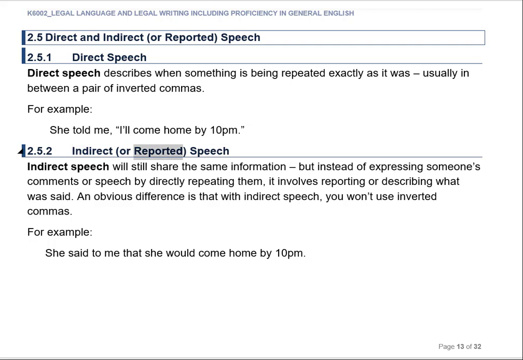Indirect, or reported, speech. Indirect speech will still share the same information, but instead of expressing someone's comments or speech by directly repeating them, it involves reporting or describing what was said. An obvious difference is that with indirect speech, you won't use inverted commas. For example, she said to me that she would come home by 10 p.m.